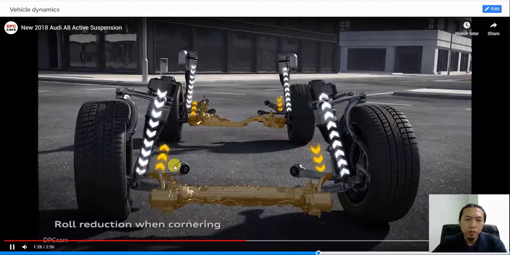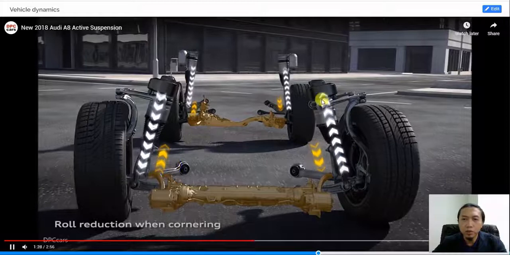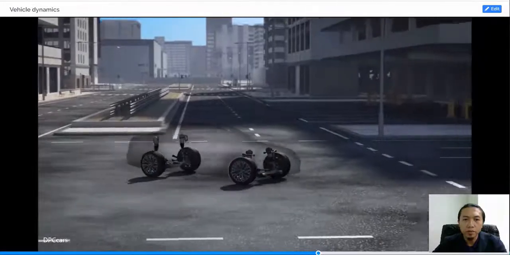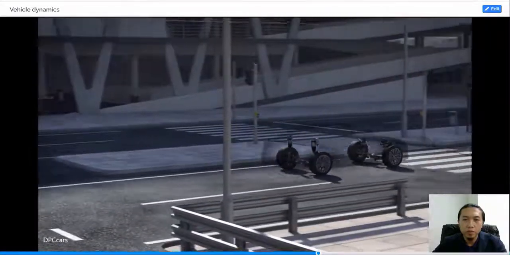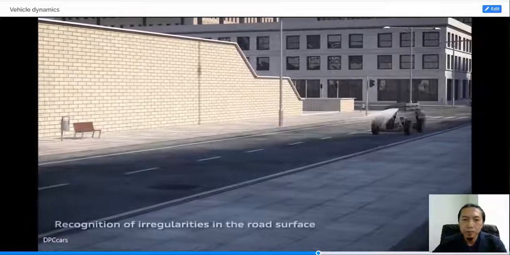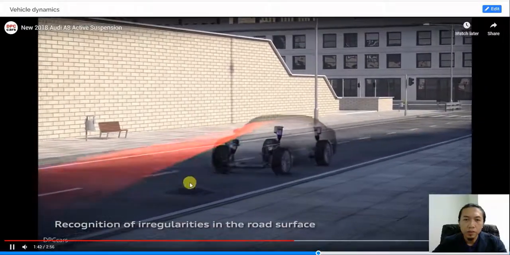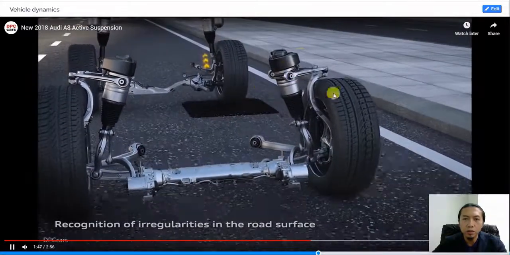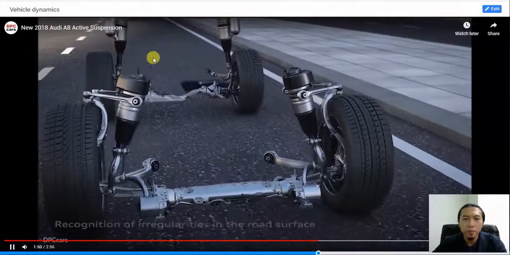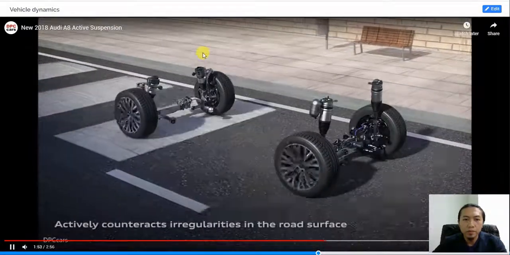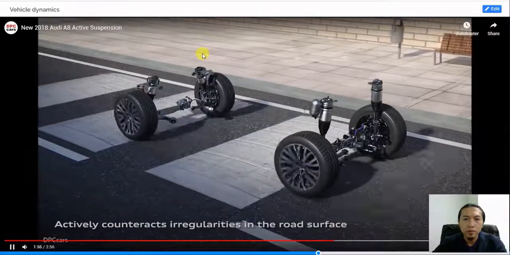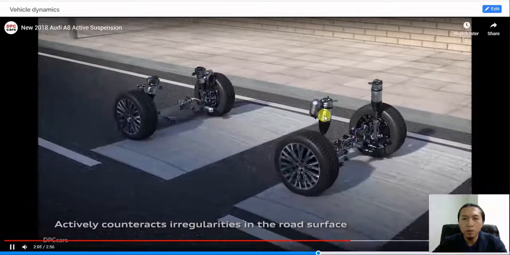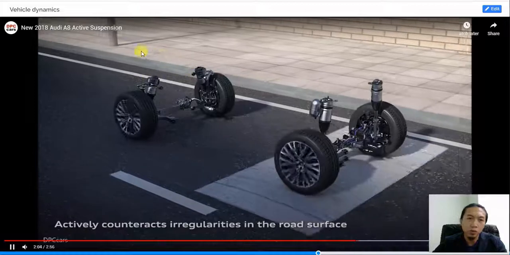So roll reduction when cornering, and they use the active suspension. So the camera detects the irregularities on the road surface and then provides the signal into our controller here. If you see here, only the unsprung mass moves up and down. The sprung mass doesn't move.